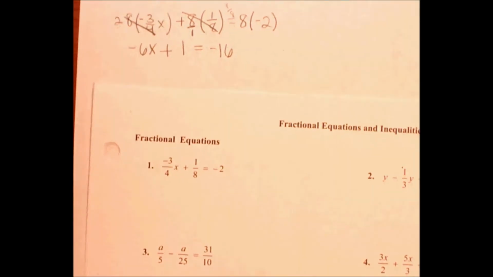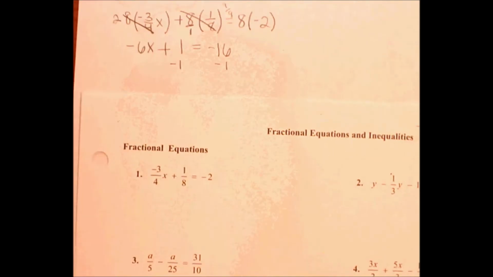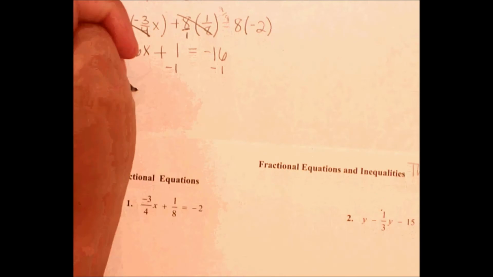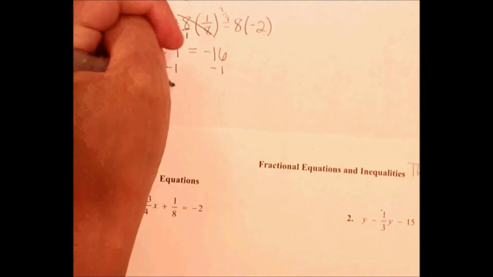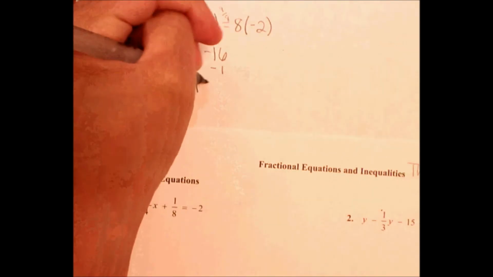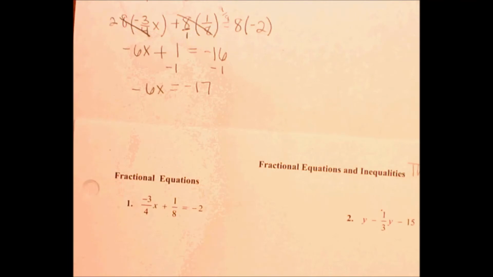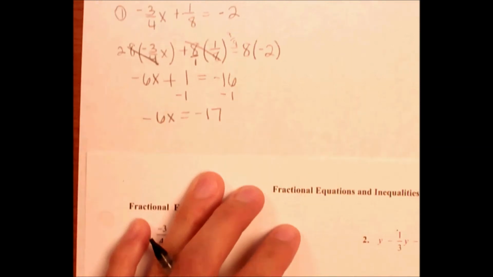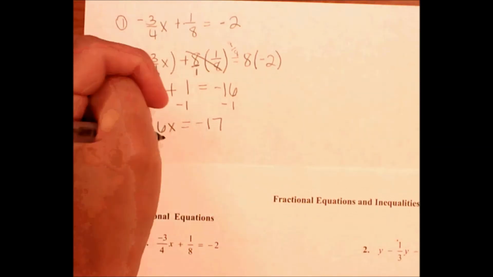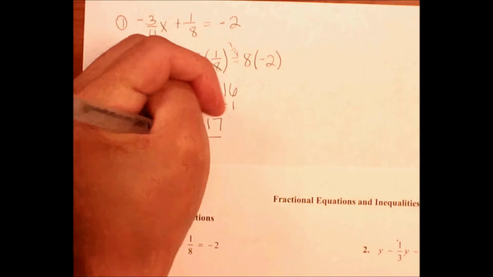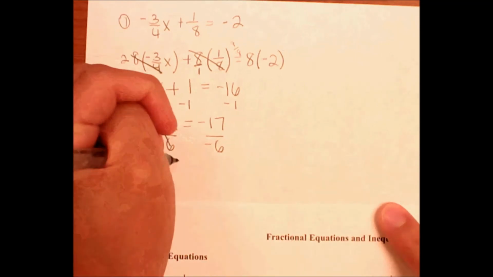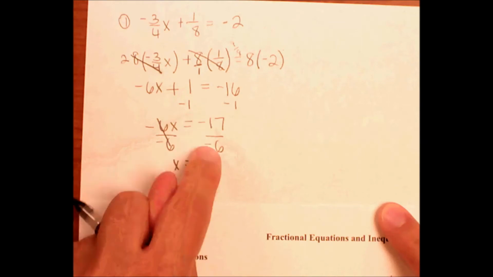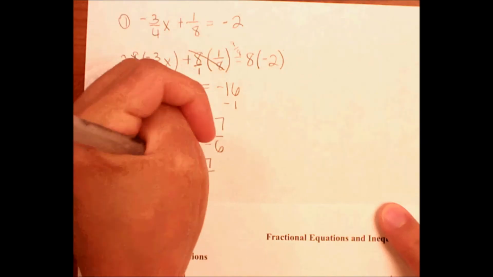Okay, now we're back to our two-step equation. We subtract 1, subtract 1. Negative 6x equals negative 17. Isolate the x, divide both sides by negative 6. It cancels out, and therefore, with 2 negatives, that makes it a positive 17/6.